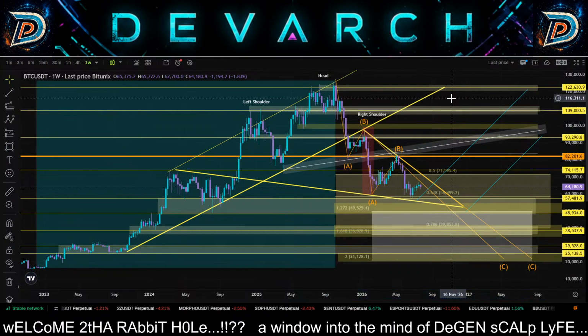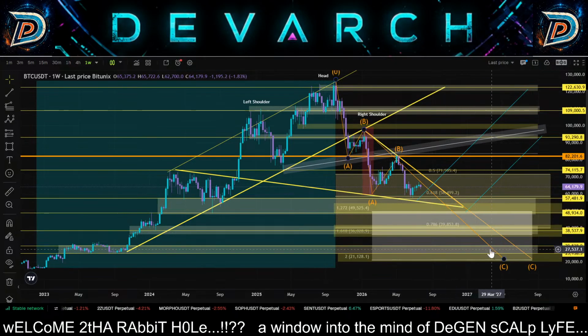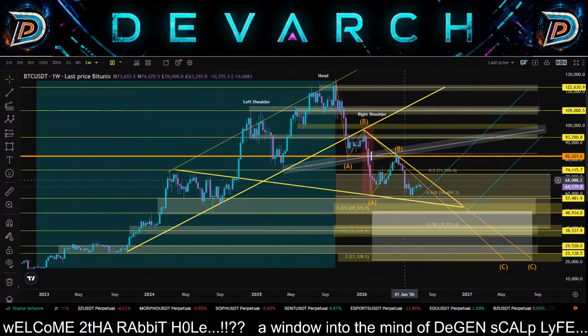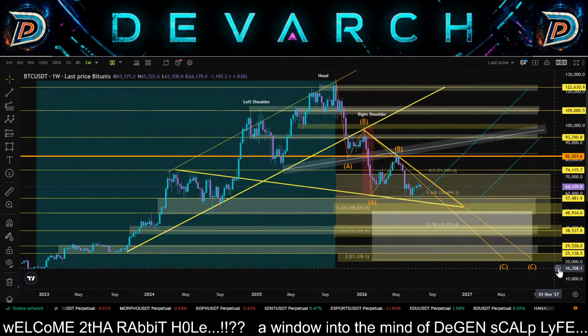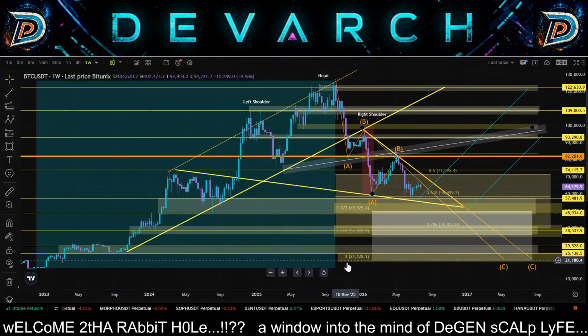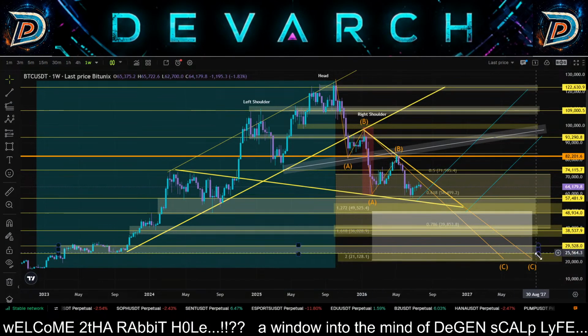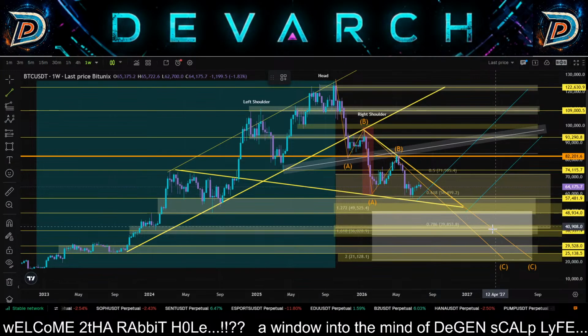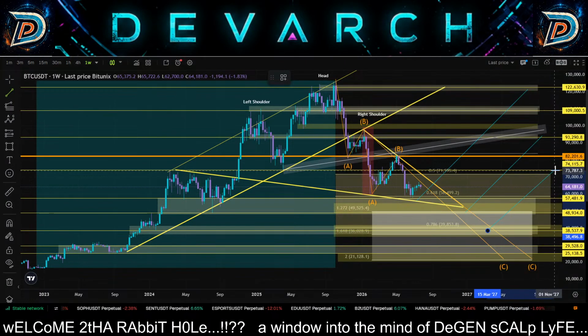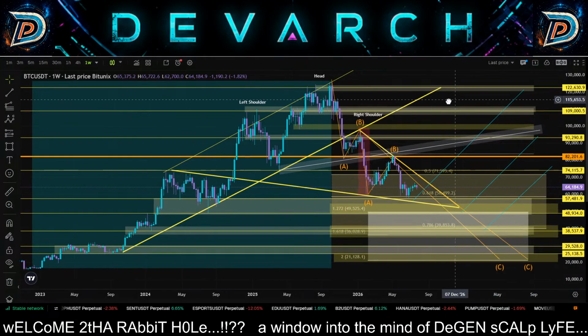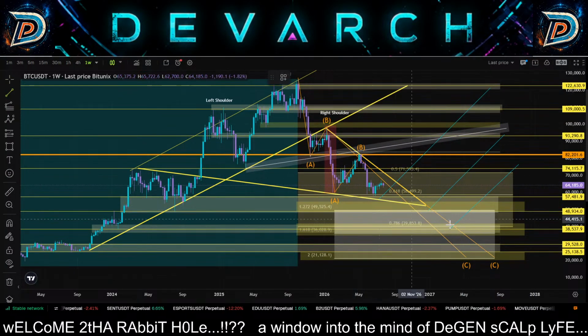So unfortunately, if we got a full wave projection, our full measured move target, which I highly doubt will come, is all the way down here at 20K, right? The full Fib 2 corrective wave measured move target is actually 21K, 21,128. So we'll put these at the possible reaction zones, all the way down. And see, this is the possible reaction zone because it's the 1.618 Fibonacci extension of this A wave.